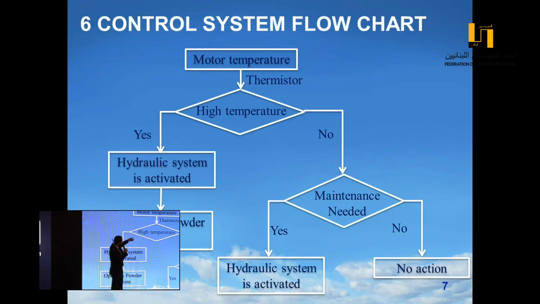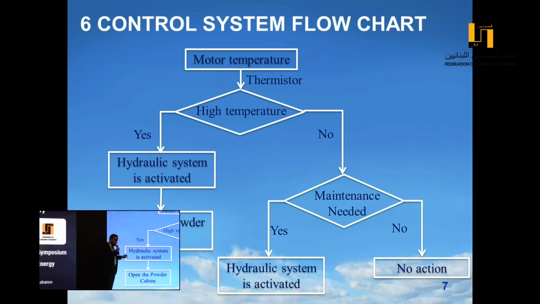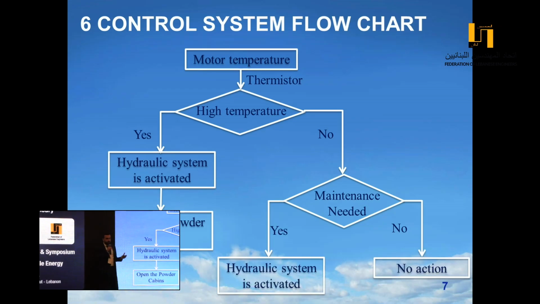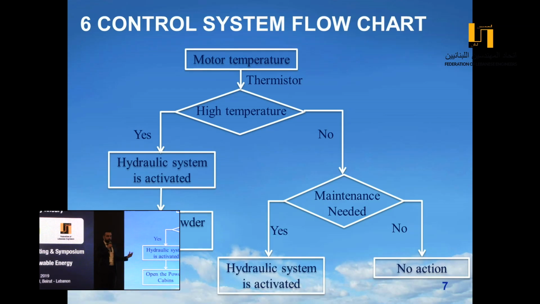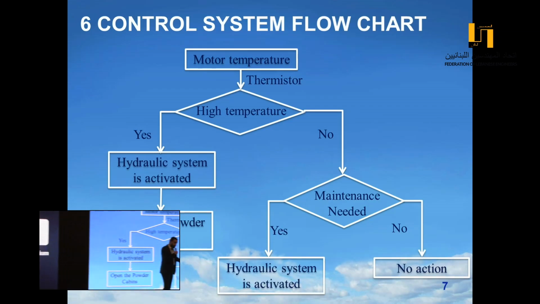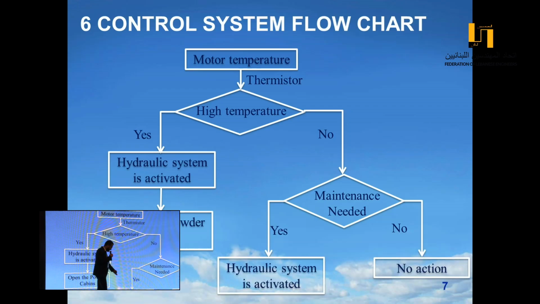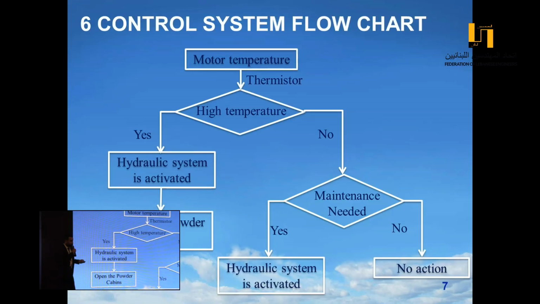When the temperature of the motor increases to a very high value, the hydraulic system is activated and the powder cabins are opened, and thus the fire is suppressed by means of the powder cabins, and the tower will move downwards to a lower altitude. So when parts of the blade fall on the ground, they will fall in an enclosed area. On the other hand, when maintenance is needed, the hydraulic system can be activated and the wind turbine will move downward, also for a better and safer maintenance process.